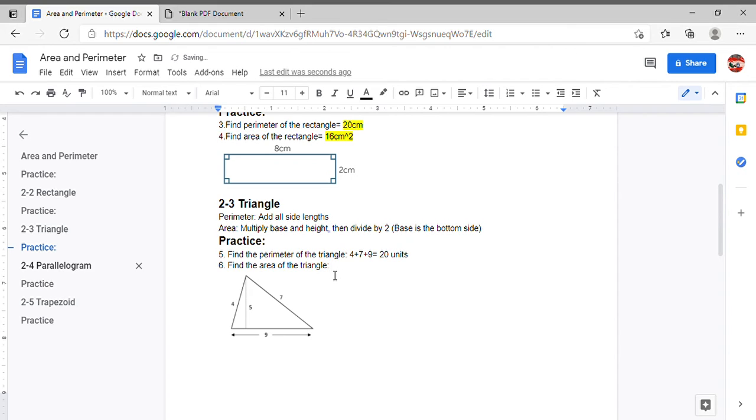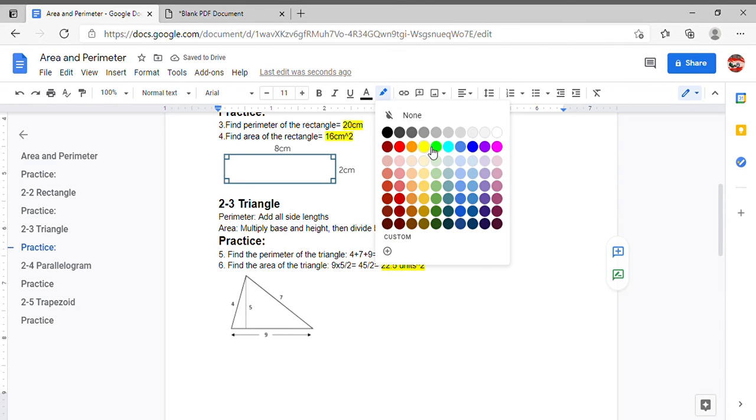And area, we're going to multiply 9 times 5 and then divide by 2. When we do this, we get 45 divided by 2. And we're going to get a decimal this time. The decimal is going to be 22.5 units squared. So I'm going to highlight it so you guys know what the answer is.